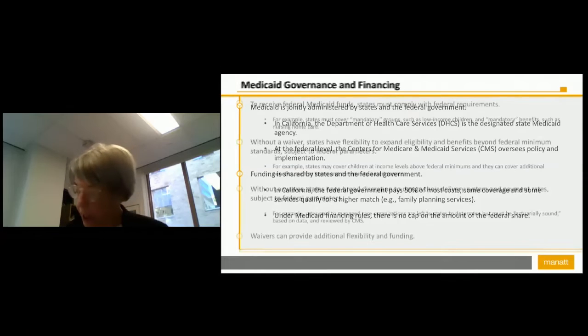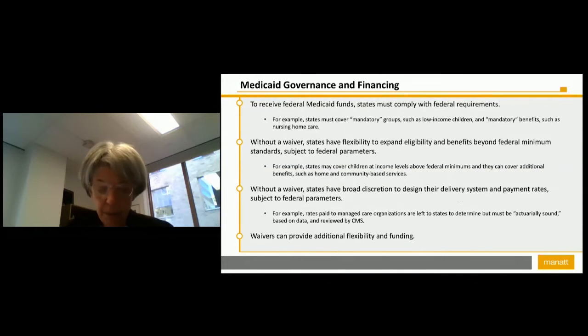So if we go to the next slide, please. To receive federal Medicaid funds, states must follow certain requirements. And I should state the obvious implication from that, which is that states don't have to join the Medicaid program. But if they join and they want to get their 50% match, in the case of California, then they have to do certain things. They have to cover certain mandatory groups. Low-income children, for example, is a mandatory group. Or mandatory benefits: nursing home care, for example, is a mandatory benefit under federal law.